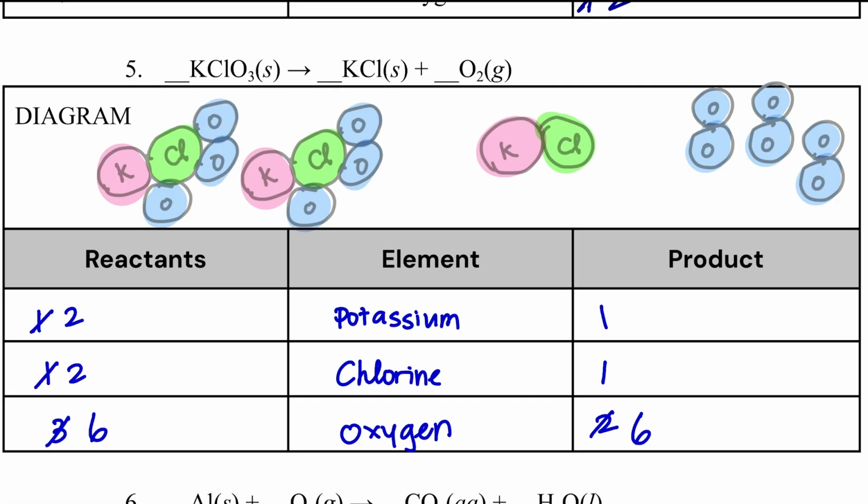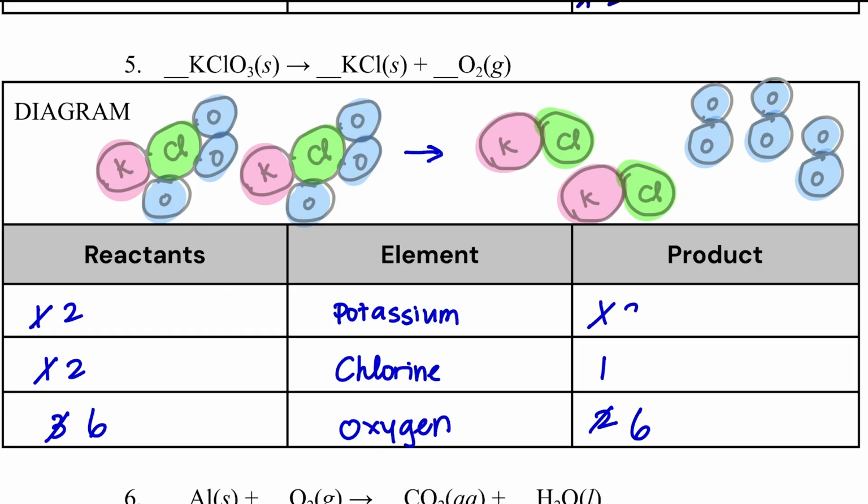Now I have 2 potassiums and 2 chlorines on the reactant side, but only 1 of each on the product side. And so the best thing I can do is just double this guy. And so I'll take potassium chloride, double it. So now I'm going to have 2 potassiums and 2 chlorines on the product side. Right? And now I think that we're all complete.